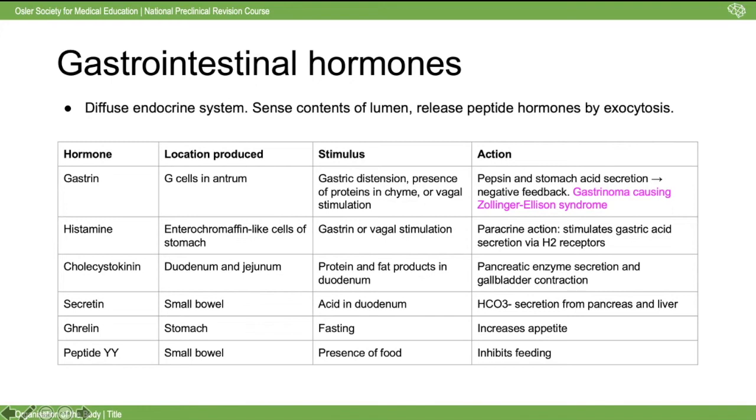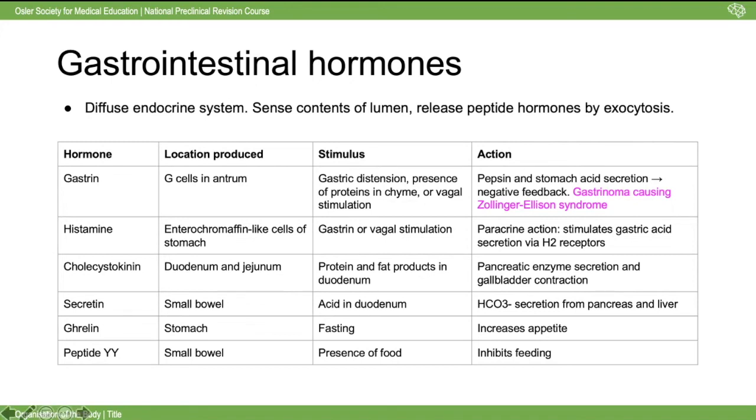And then gastrin brings about histamine release. So histamine is released from the enterochromaffin-like cells of the stomach, or ECLs. And like I said, it's stimulated by gastrin or by vagal stimulation. And histamine has a paracrine action, and it stimulates gastric acid secretion by acting on H2 receptors. So it's kind of a two-step process where gastrin stimulates histamine release and histamine stimulates gastric acid secretion.